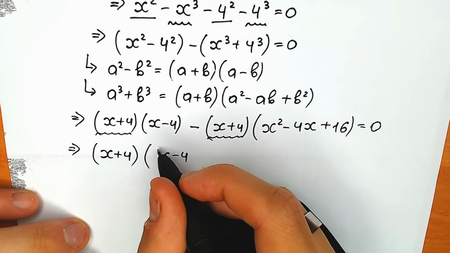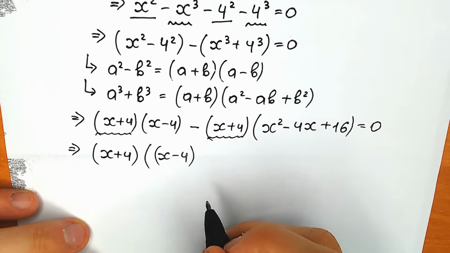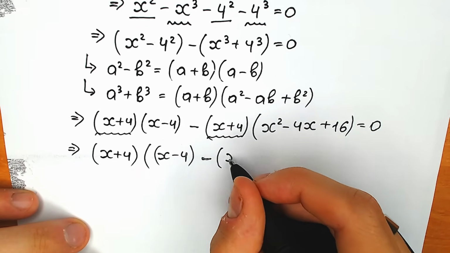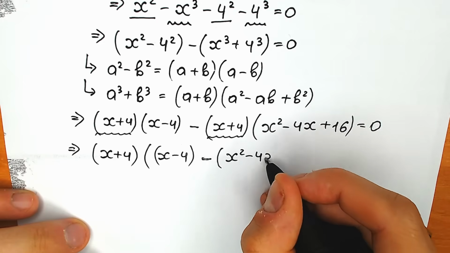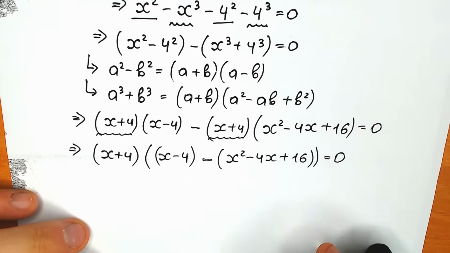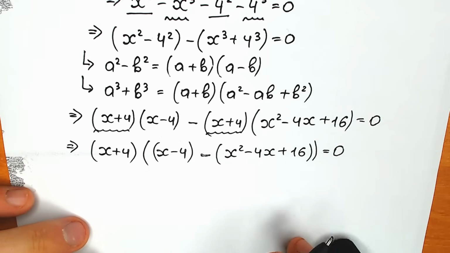I'm going to write it, of course, with parentheses. Let's leave it like that with parentheses. Minus this one. I'm going to leave it like that with parentheses. So we have x squared minus 4x plus 16 is equal to 0. And in the second step, let's simplify our expression right here.